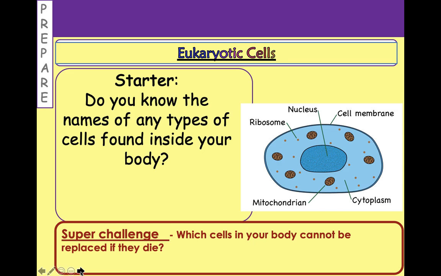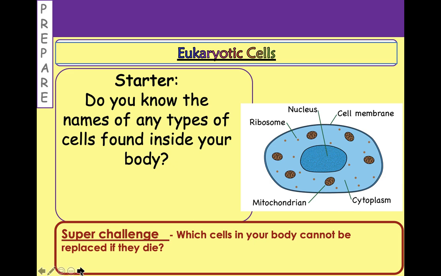The super challenge: which cells in your body cannot be replaced if they die? Well done if you had a go at that. Really tricky question. The answer might seem obvious now that I say it. The cells in your body that cannot be replaced if they die are the ones that lead to illnesses in humans. So if humans get diabetes when they're older, not type 1, which you might be born with, but type 2 diabetes, it's because the cells in the pancreas have died or become damaged beyond repair and they can't be replaced. When people go blind, it's because the cells responsible for vision have been damaged beyond repair and they can't be replaced.